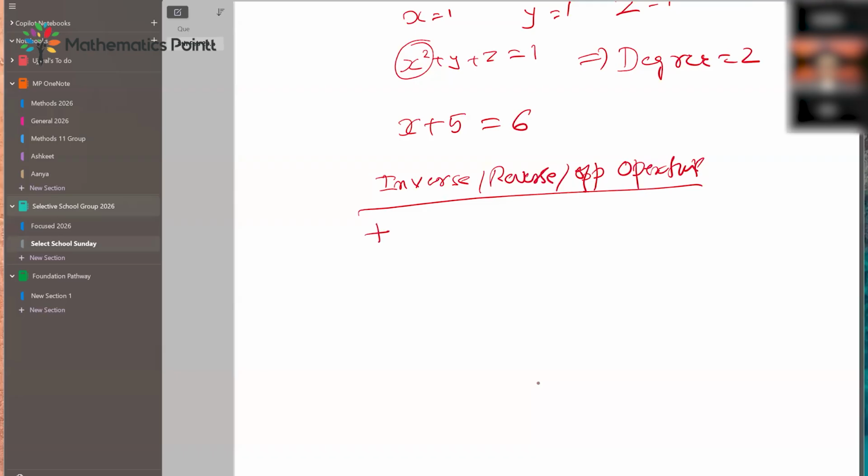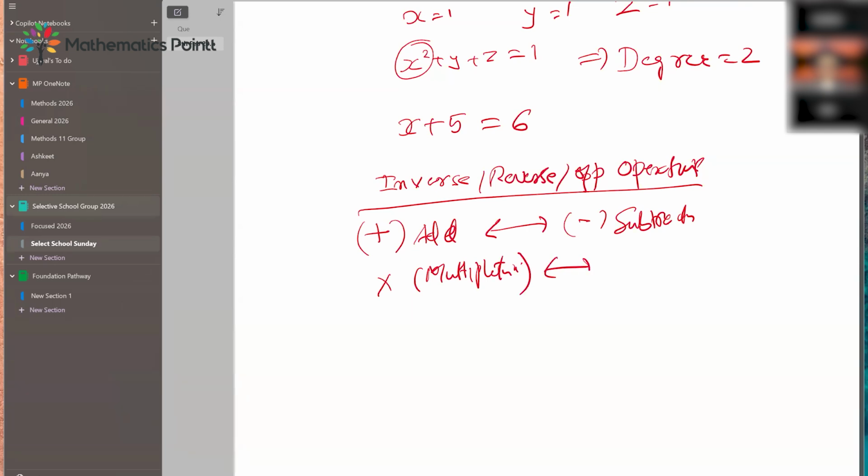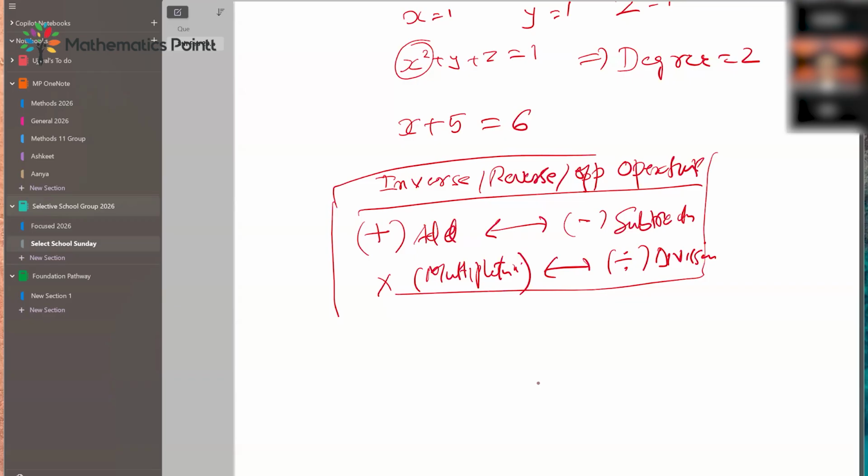So addition's reverse operation is subtraction, and this is vice versa. Multiplication's reverse operation is division, and vice versa. Always remember that. This is going to be heavily used in whatever we are going to do next.